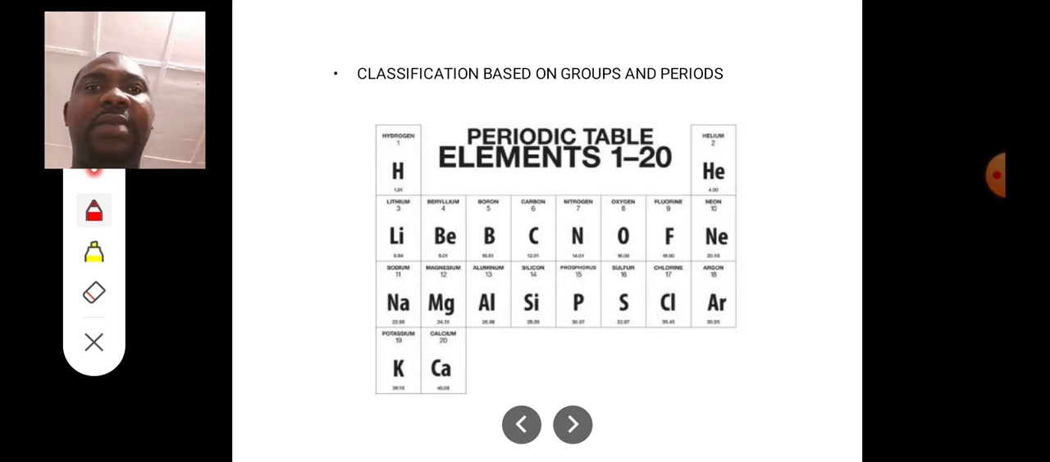So I'm going to quickly pick out elements. Look at, for example, hydrogen. Hydrogen, the configuration is 1 based on shells. Look at lithium. Lithium is the third element.